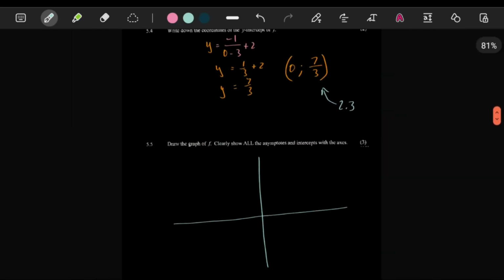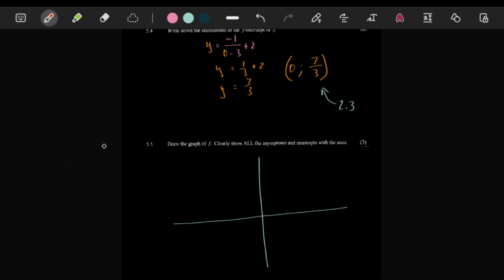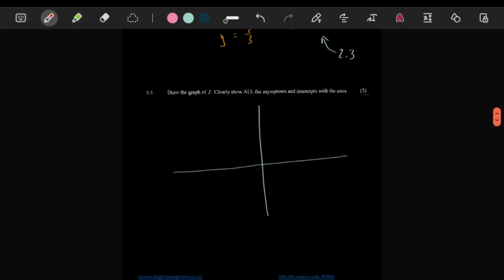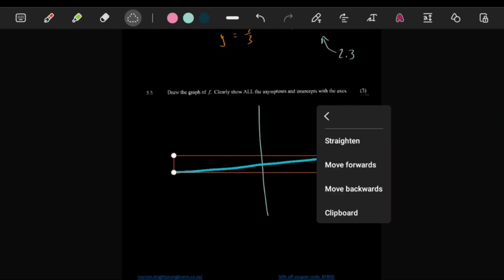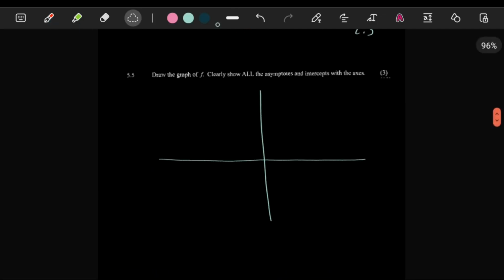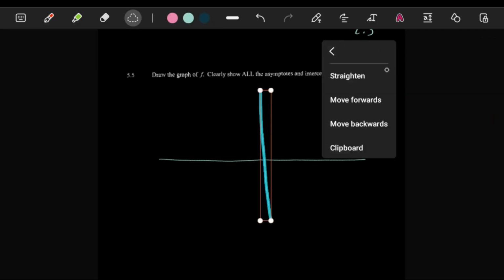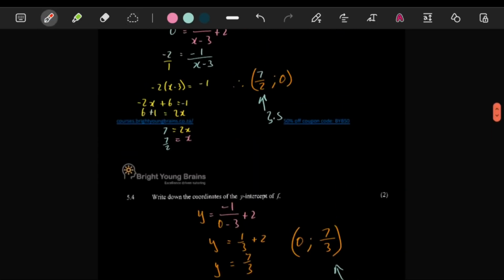So let's put our asymptotes. When you're going to be sketching a cube hyperbola, always put your asymptotes first, and then put whatever you can put there. Let me see if I can straighten this. Make it straight, please. Oh well.